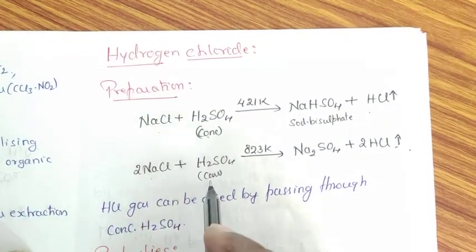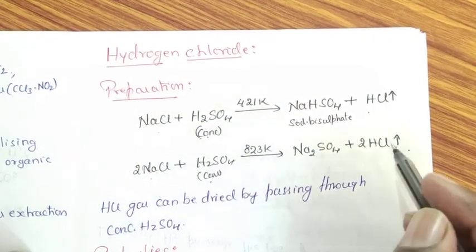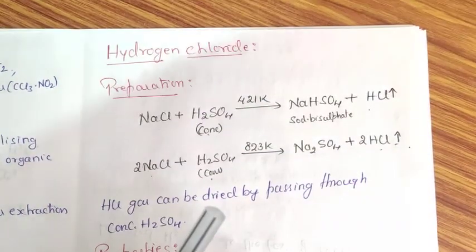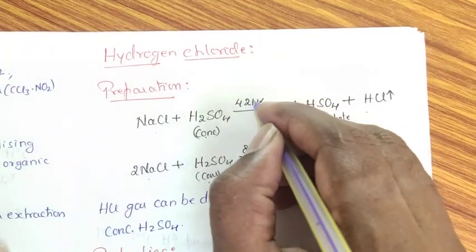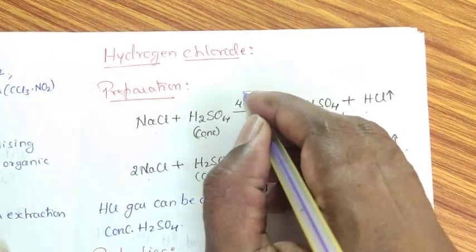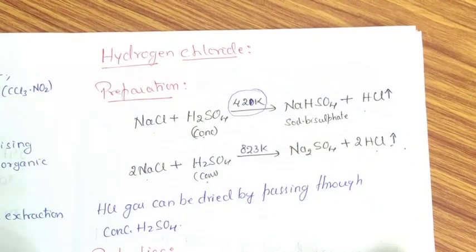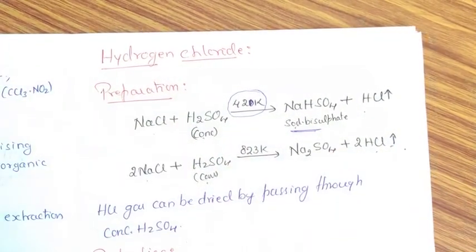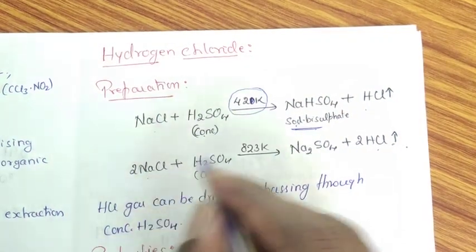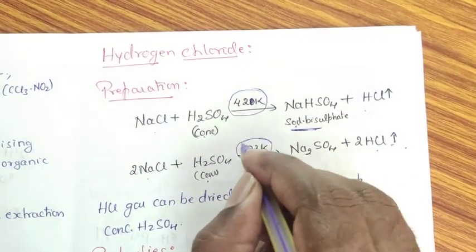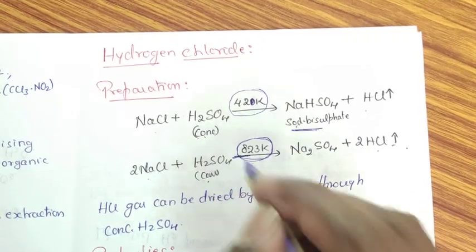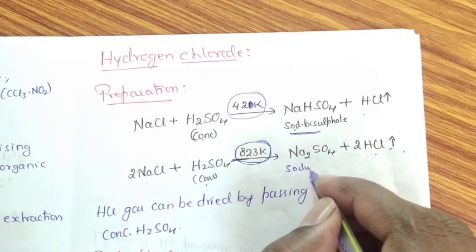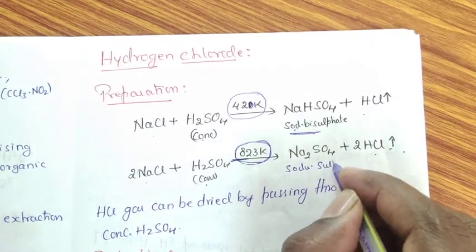Or when sodium chloride is treated with concentrated sulfuric acid, it liberates hydrogen chloride gas. Then what is the difference between these two reactions? Temperature plays a very important role. This reaction takes place at 420 Kelvin. If the reaction takes place at 420 Kelvin, the byproduct will be sodium bisulfate. If the same reaction is carried out at high temperature, that is 823 Kelvin, then the byproduct will be sodium sulfate.